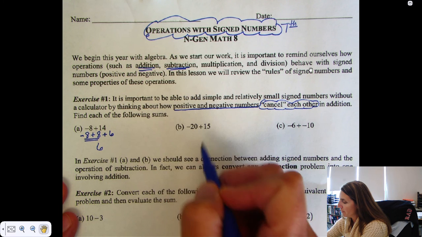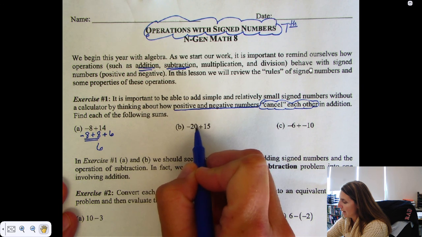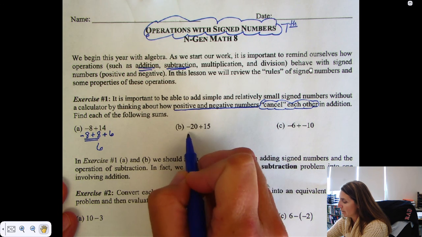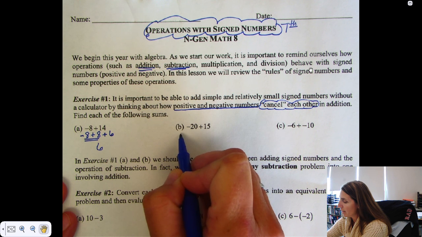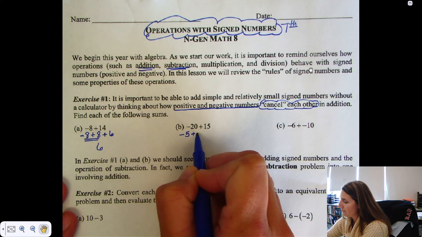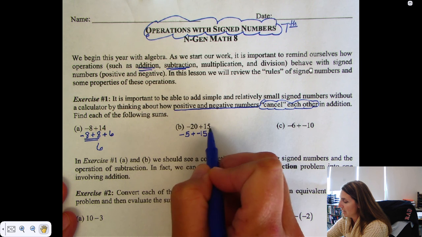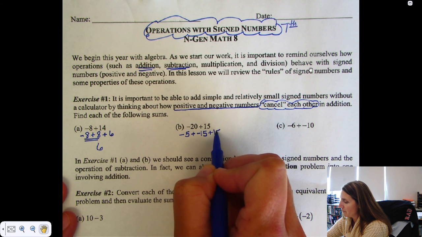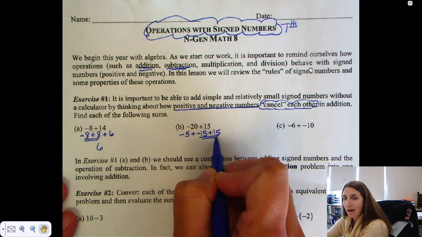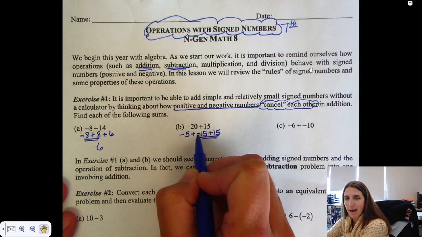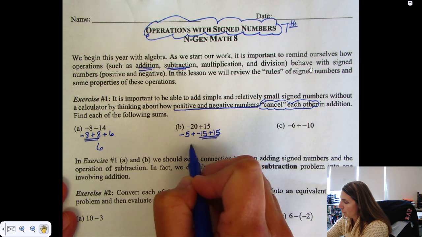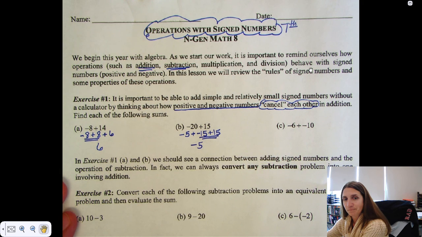Negative 20 plus 15. Negative 20 has more negative than 15 has positive. So we're going to pull apart negative 20, taking 5 away and 15 away, to be negative 5 plus negative 15, bringing down that plus 15 with it. Noticing now I have opposites here. These match up and cancel out, and we are left with a negative 5.